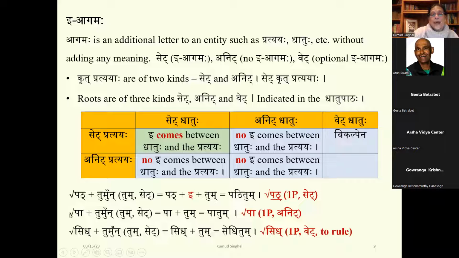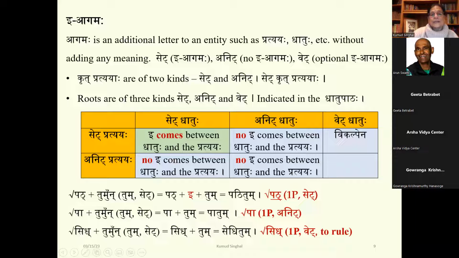Now, if you take the dhatu pa, which means to drink, pa is an anit dhatu. So now the dhatu is anit, but the pratyaya is set, yet there will be no e agama. So this will be just patum. There will be no e here.